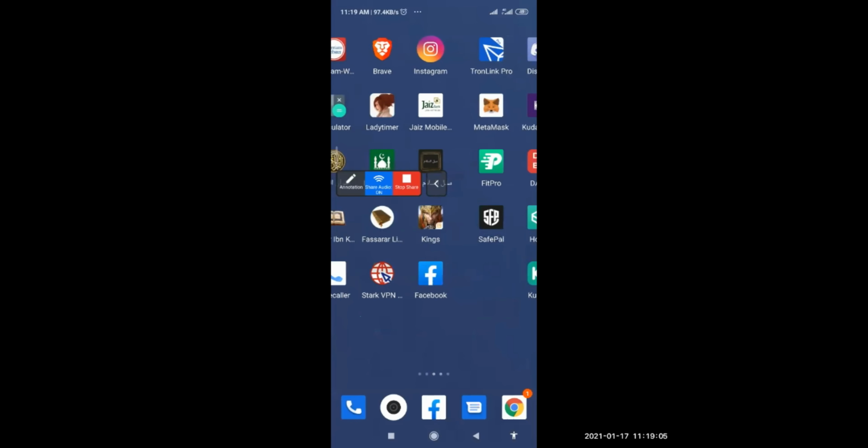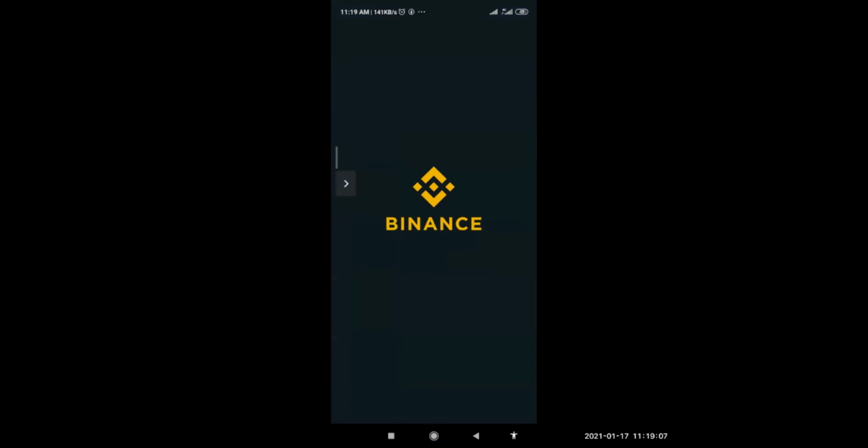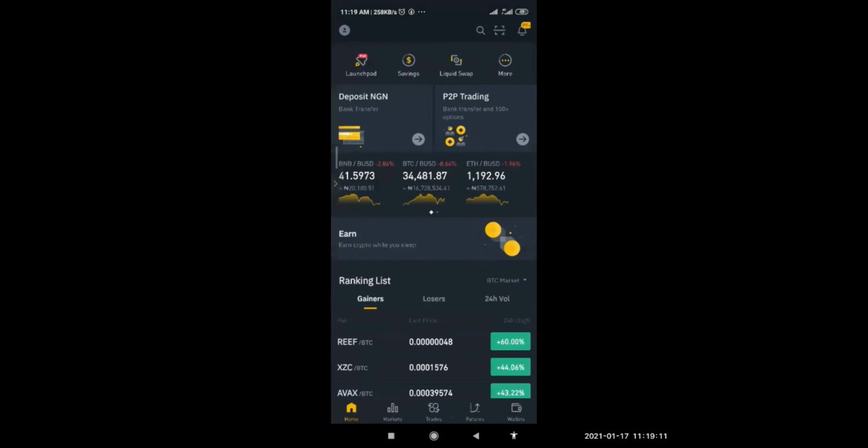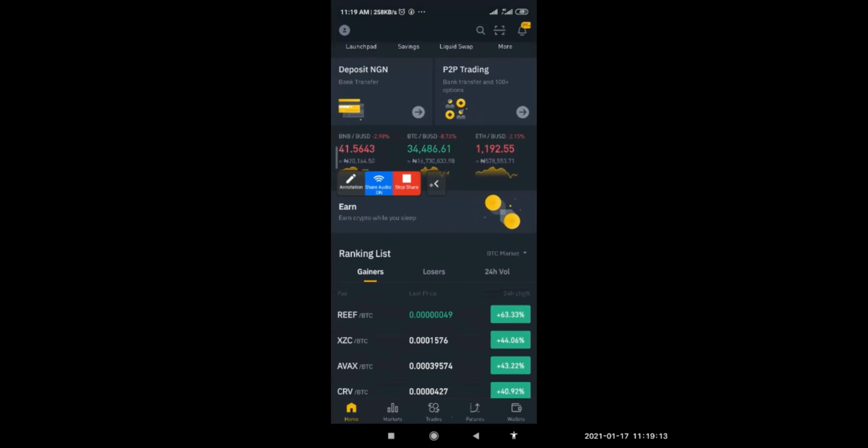I believe you are familiar with the Binance application, which is the application that we'll be using throughout. If you look at this particular one here, Reef, we have Reef/BTC. So if you sell your Reef, you will be paid in BTC. This is what it means. And if you have BTC, you can convert your BTC to get Reef.